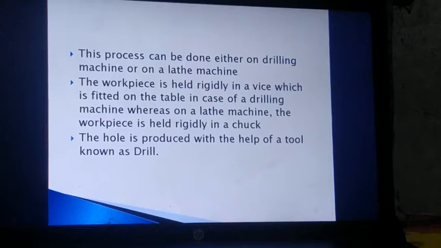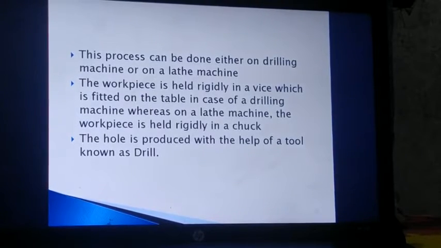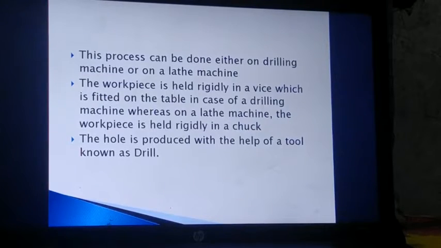We have already discussed that the work is held rigidly in a vise if we are doing the drilling operation on a drilling machine, and if we are doing drilling on a lathe machine, the work is held rigidly in a chuck. The chuck may be a 3-jaw or 4-jaw chuck. The tool used for producing the holes is known as a drill.